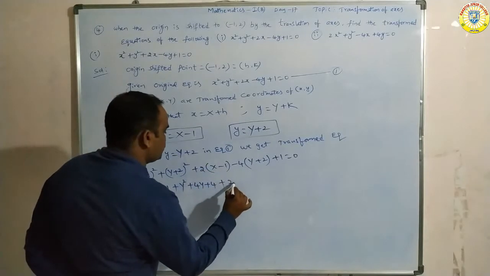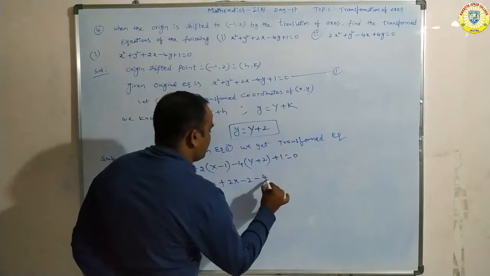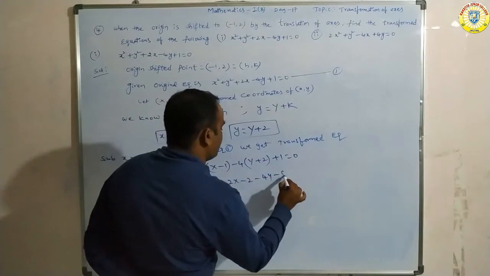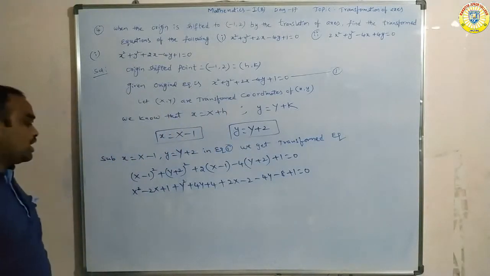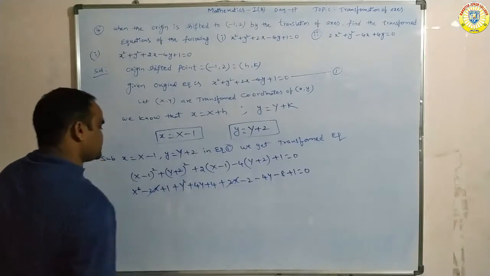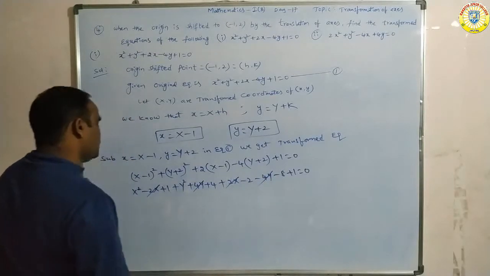Then minus 2 into capital X is minus 2X, minus 4 into capital Y is minus 4Y, minus 4 into plus 2 is minus 8, plus 1 is equal to 0. Now we are simplifying this one. Here minus 2X plus 2X cancel. Plus 4Y minus 4Y also cancel.